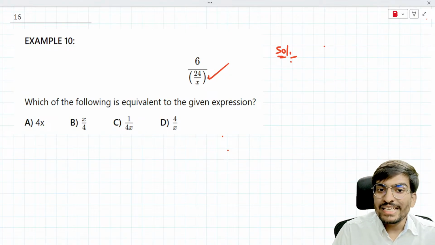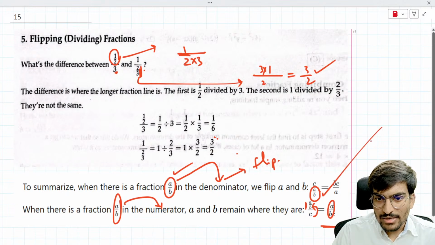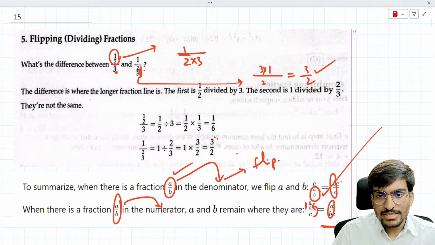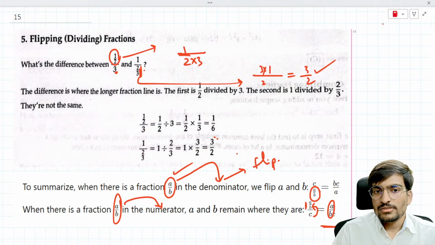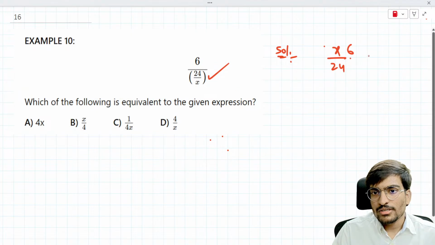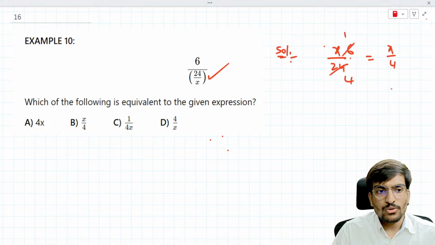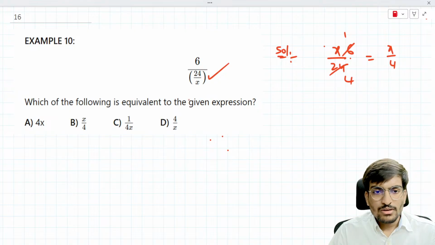So if a by b is in the denominator, let's see what I said here. This a by b is in the denominator. If that is the case, this a by b will be reciprocated. The 6 will be the same. This will be x by 24. So that will be 6 ones, 6 fours, that is x by 4. So we get example 10 as x by 4, which is option B.